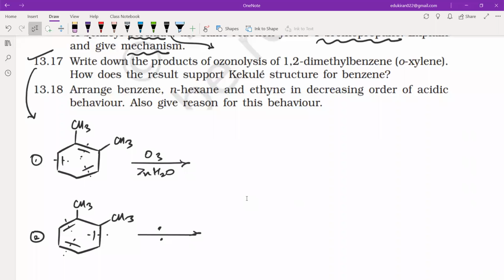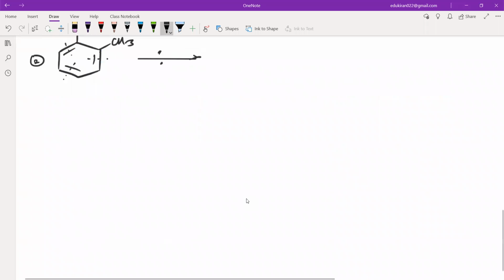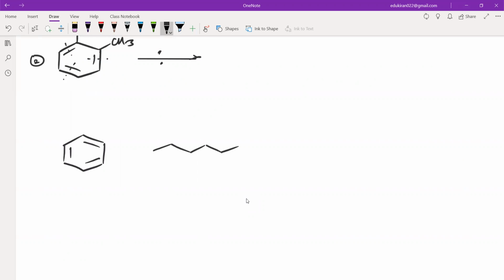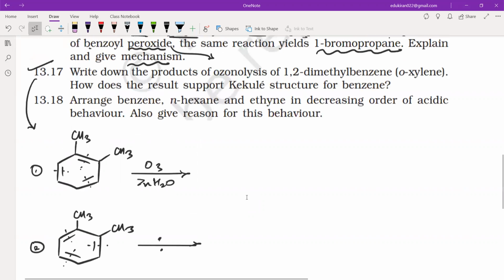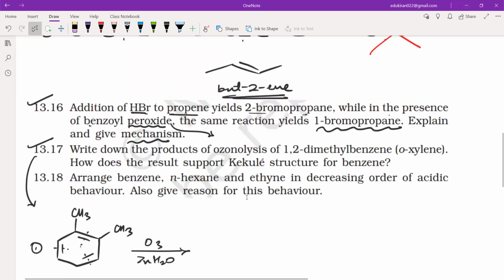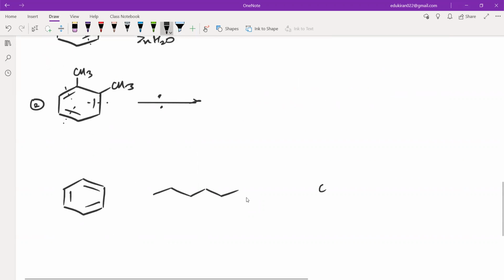Okay, so in the 18th one, we have benzene and hexane. N-hexane, that means normal hexane. And what do we have? We have ethyne. No? Correct? 3 structures. Right, Samira? Yes, sir.